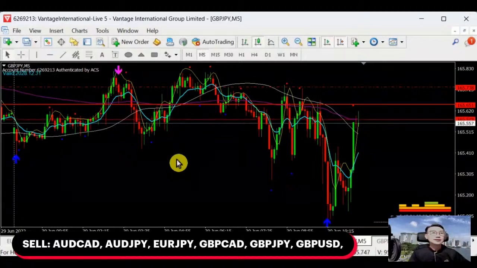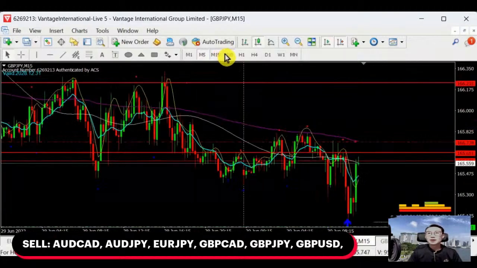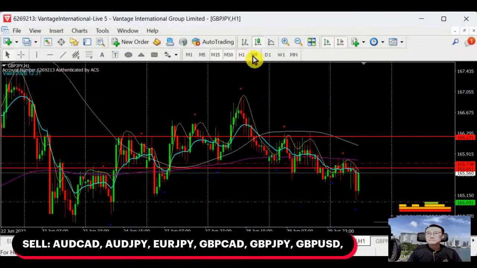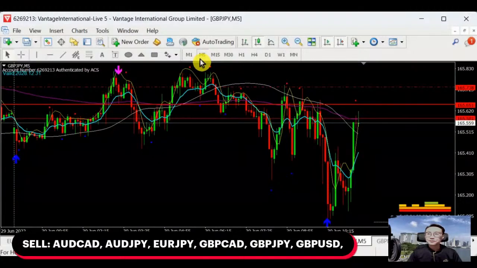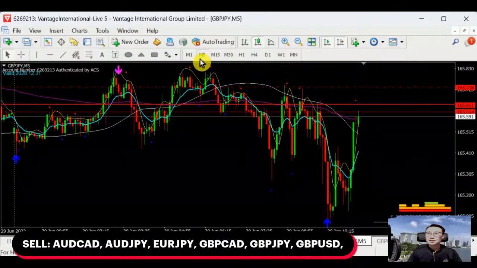Yes, exactly. I'm waiting for a good chance to enter for selling for pound yen. Very high chance that I see next hour may have a selling opportunity.